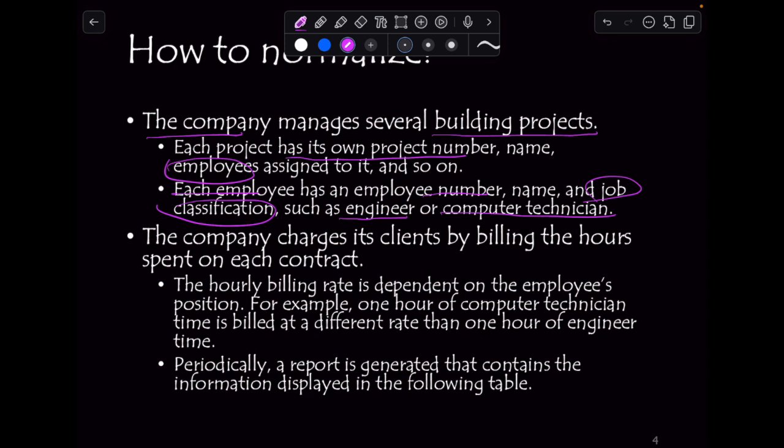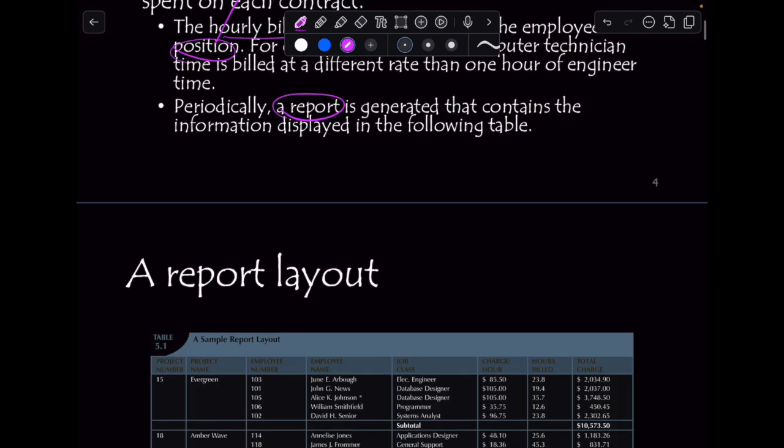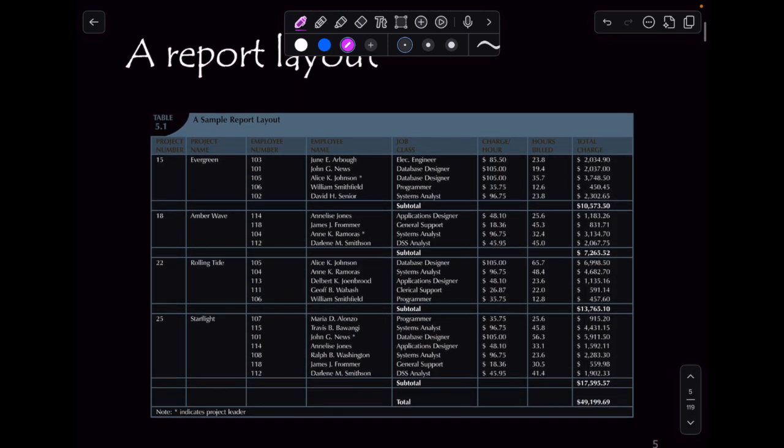The company charges its client by billing the hours spent on each contract. And the hourly billing rate is dependent on the employee's position. Employee's position means what? Here, job specifications. For each job specification, the rate could be different. Periodically, a report is generated that contains the information displayed in the following table. So what is the table? Let me show you the table and you may better understand it. So here is a sample report layout.